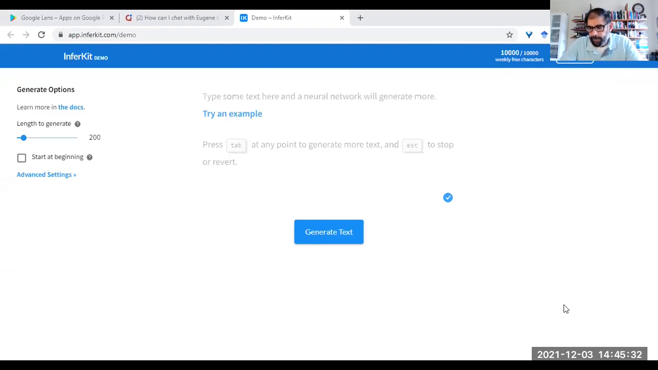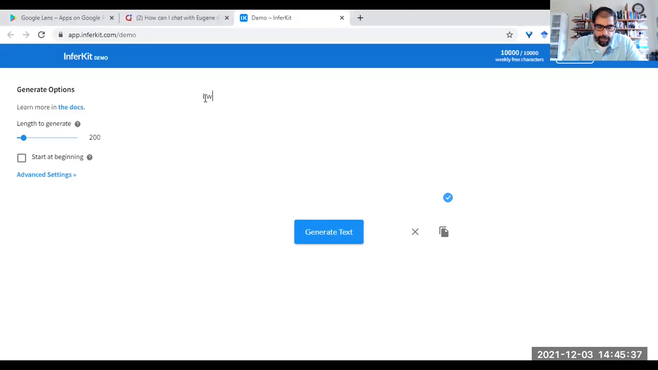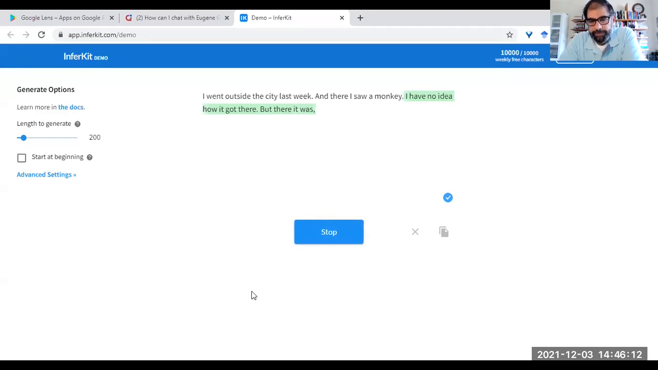Sir, take the sentence: I went outside the city last week. I went outside the city last week. Very good. One more sentence, maybe. Anyone can chip in, like what should be another sentence over here? And I saw a monkey. And there I saw a monkey. Okay, good. So let's see how the computer will continue our story over here. I'll just press generate text over here, and let's see what comes.